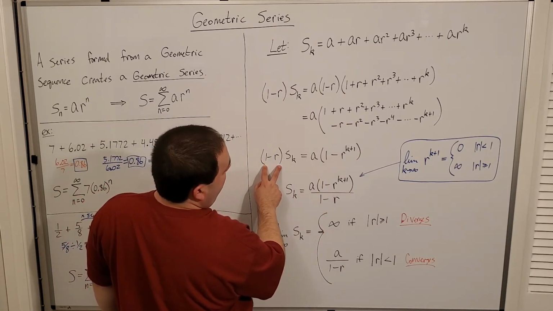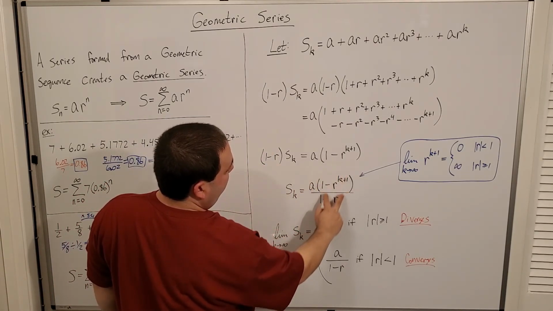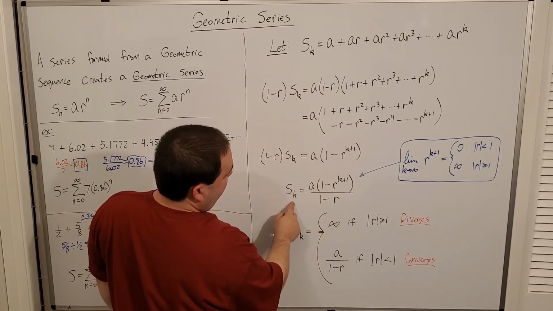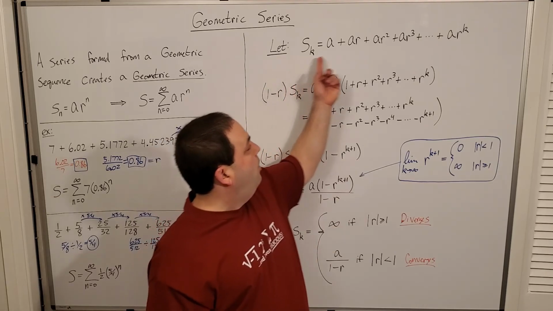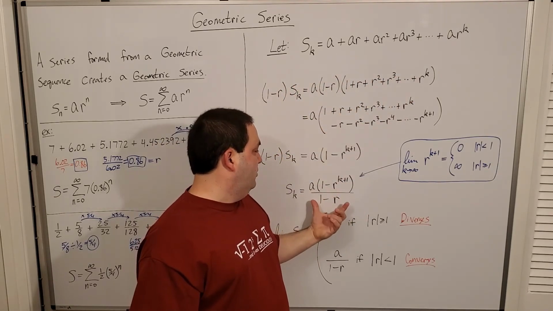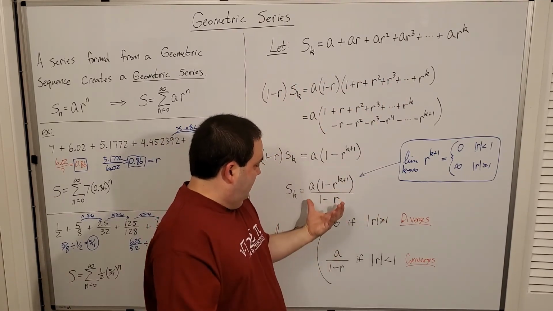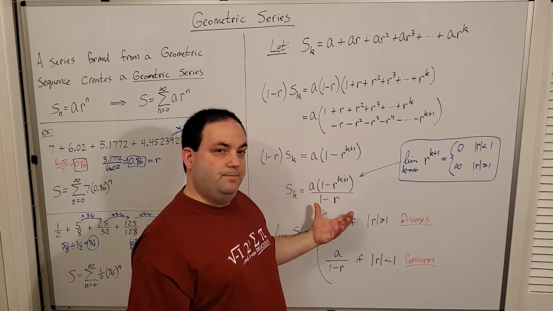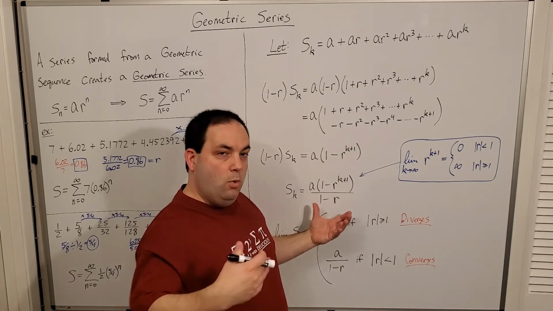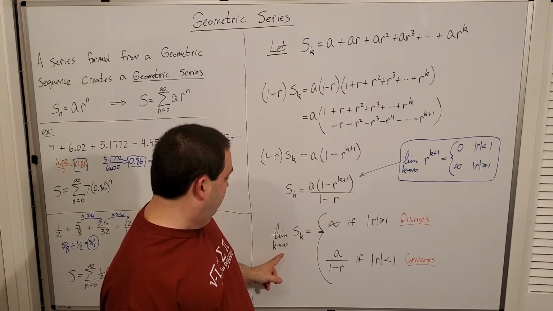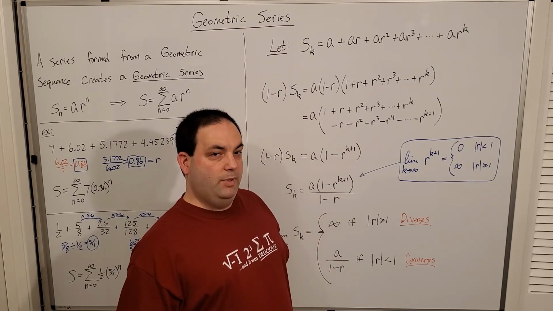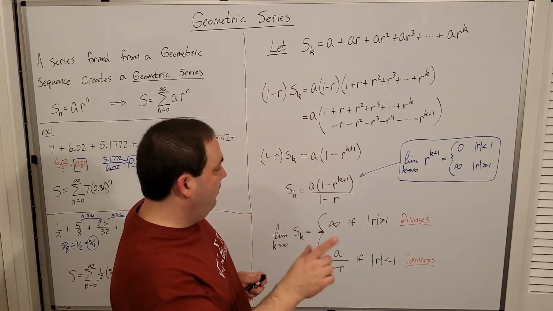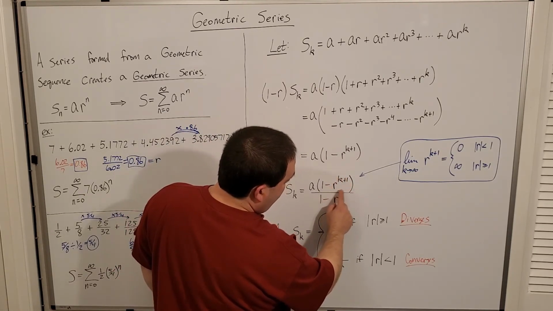Now I divide this 1 minus r over here, and I have a different representation for s sub k. In other words, my partial sum can be represented in this nice encapsulated little calculation. So now what I want to do is the limit as k goes to infinity of that partial sum and see what happens. But before we do that, pay attention to this one little part right here.